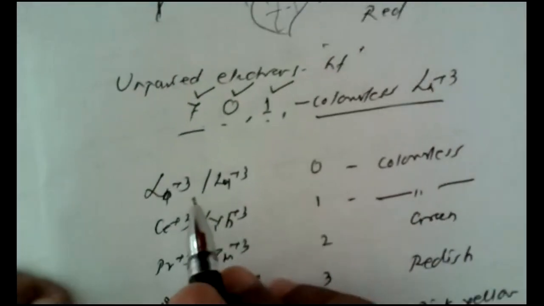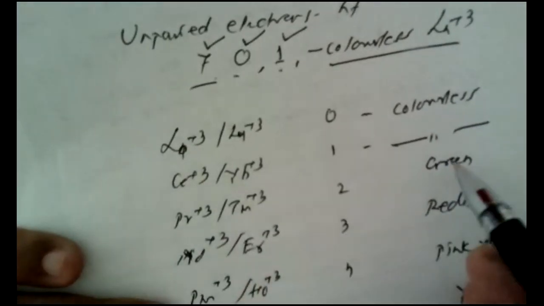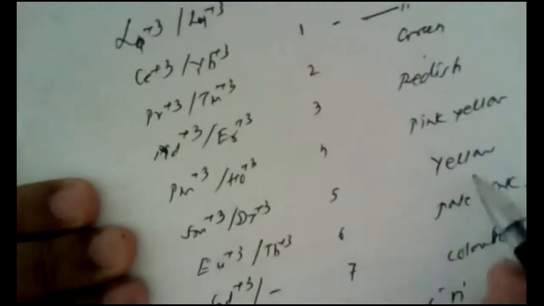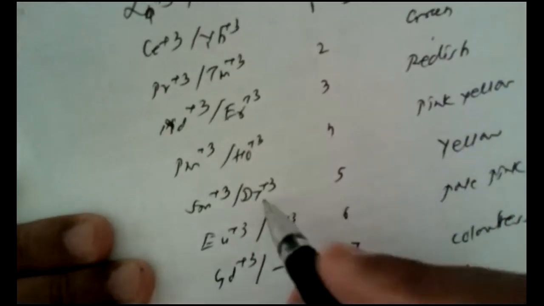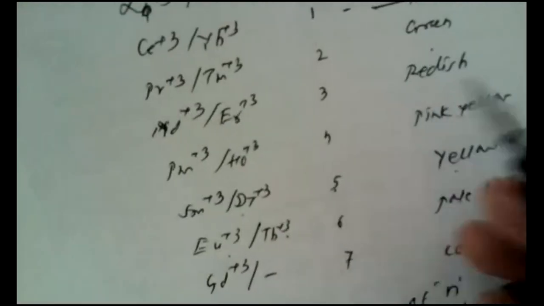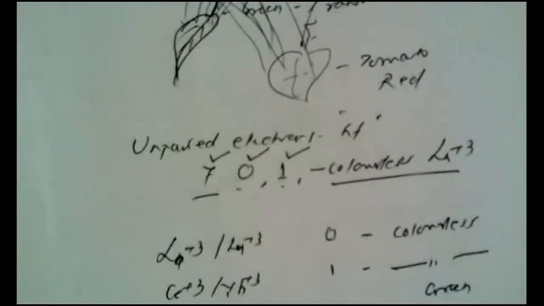So from this one can conclude that the tri-positive lanthanide ions having the same number of unpaired electrons have similar color. This is the common statement. How is it? For example, lanthanum, lutetium, colorless. Cerium, ytterbium, again colorless. Praseodymium, thulium, green. Neodymium, erbium, again reddish in color. Promethium, holmium, pink in color, because they contain the same number of unpaired electrons. Samarium, dysprosium, yellow, same number of electrons. Europium, terbium, 6 unpaired electrons, same color, and gadolinium, 7 unpaired electrons, colorless. So this is a common conclusion that we have drawn while looking at all this.